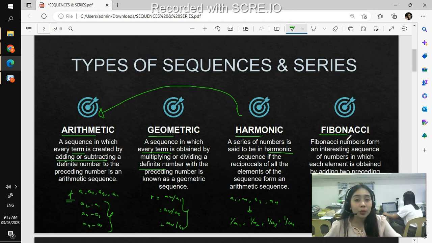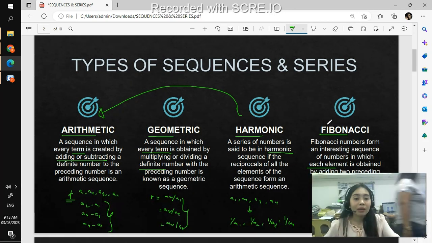Okay? Next, we do have the Fibonacci sequence. Fibonacci numbers form an interesting sequence of numbers in which each element is obtained by adding two preceding elements, and the sequence starts with 0 and 1. Now, unlike the arithmetic and geometric sequence, Fibonacci sequence is fixed. Every term is irreplaceable. It always begins with 0 and 1.